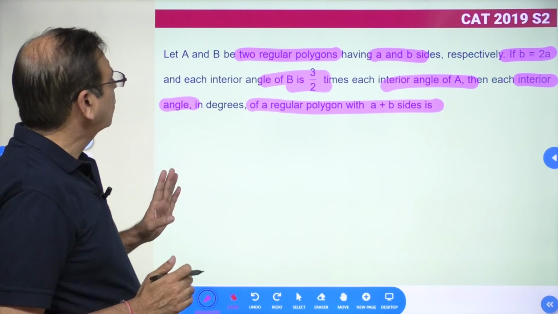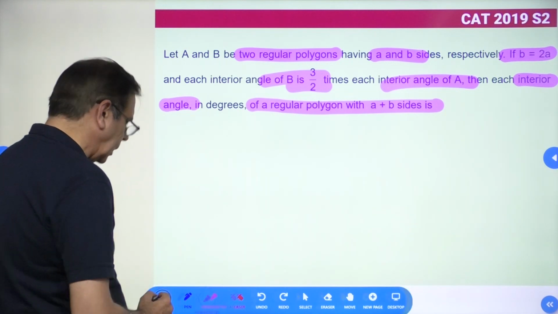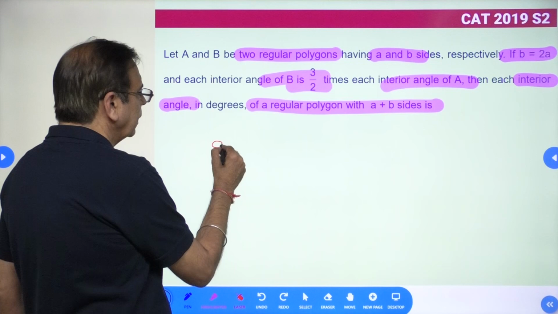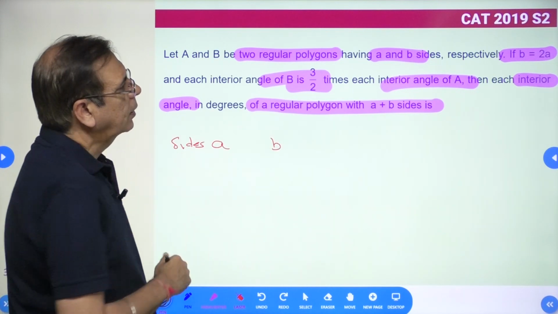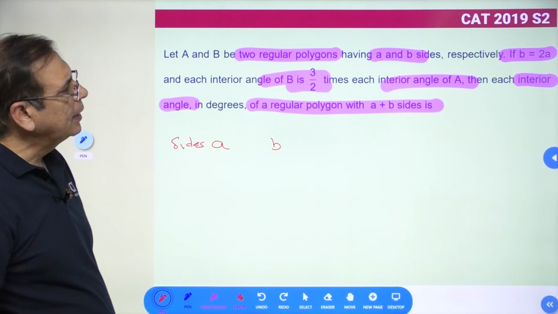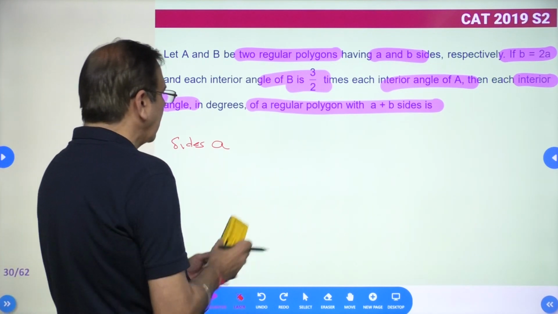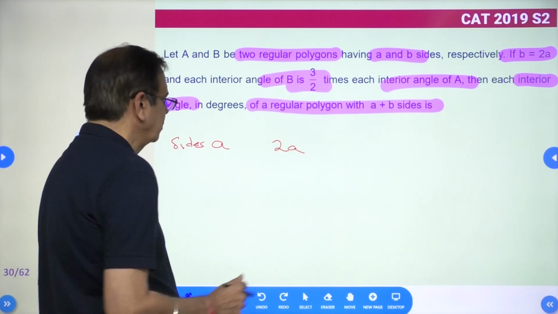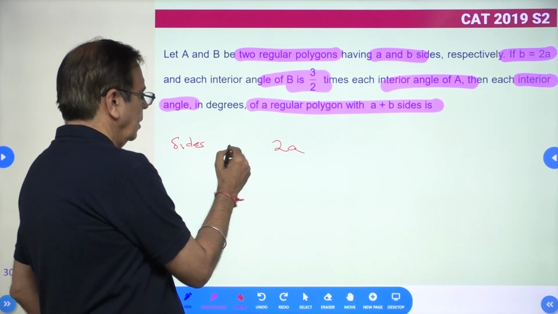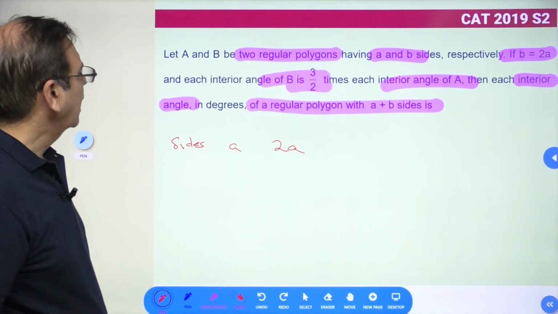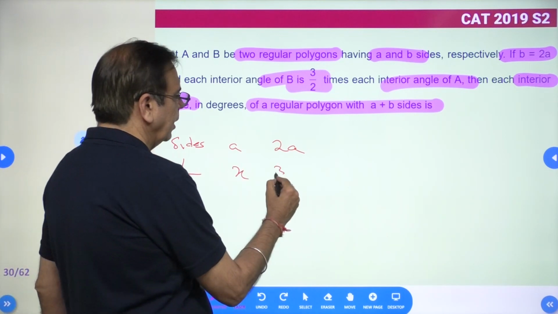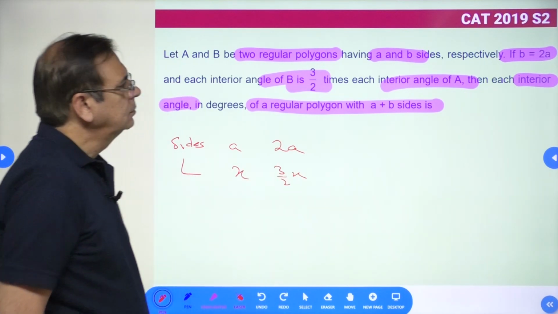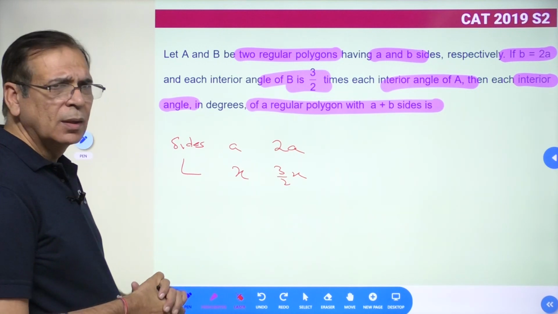Now, what does the question say? Two regular polygons. One has got A sides, then the other has got B sides. And it says B is equal to 2A. So one has got A sides, the other has got 2A sides. And as far as the interior angle is concerned, if this is x, this is 3/2 x. Now what are we supposed to do?